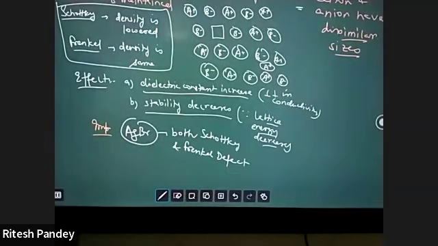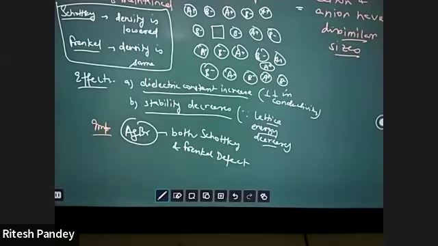Now, so far we have been talking about stoichiometric defects, which I repeat are the ones where the stoichiometry remains the same. Equal numbers of ions are missing in Schottky. In Frenkel, naturally the cation goes into the interstitial space and leaves its own position.